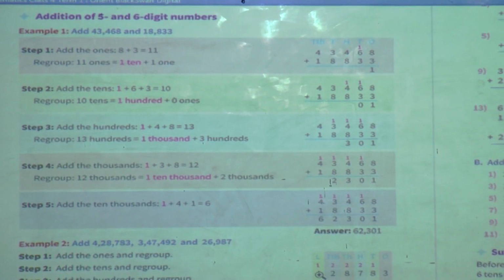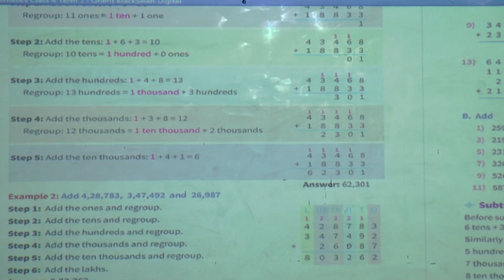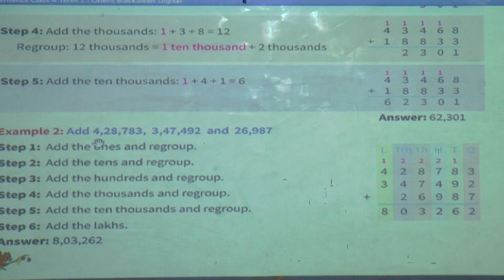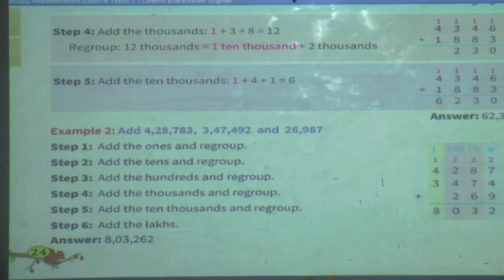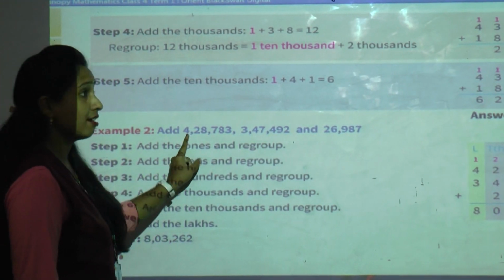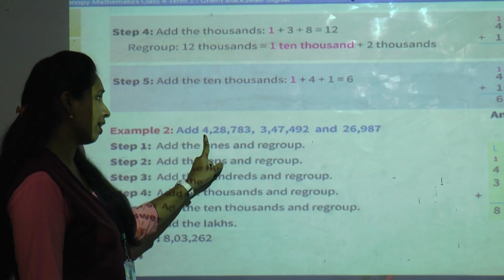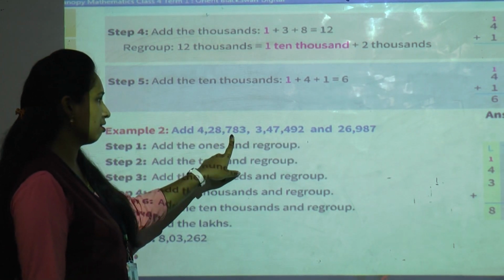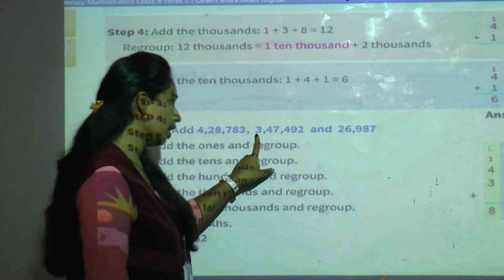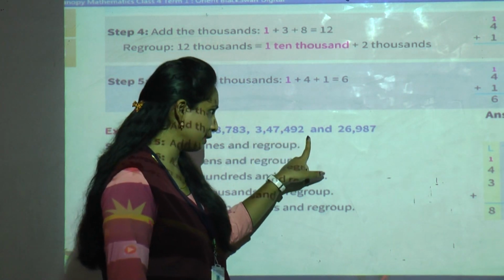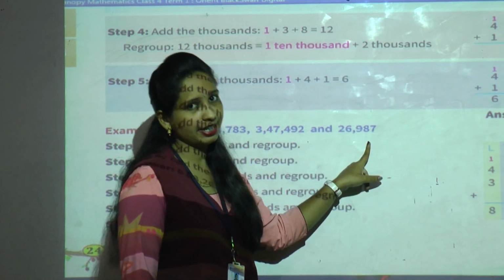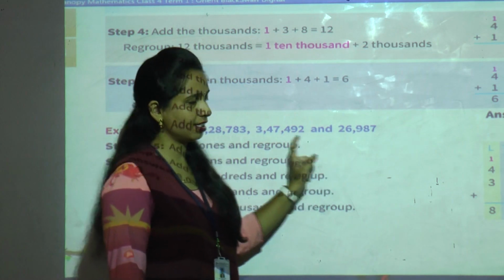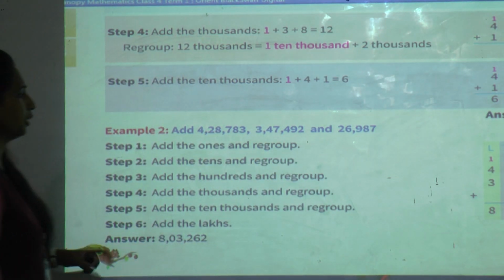Now we will solve example number 2, which I will also explain. What numbers have they given? Add 4,28,783, 3,47,492 and 26,987. These are two 6-digit numbers, with lakh, and one 5-digit number. So we have to add them together.